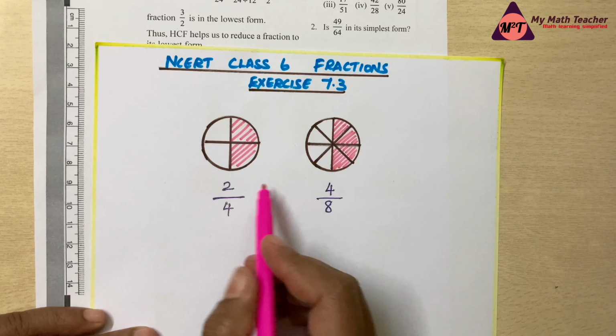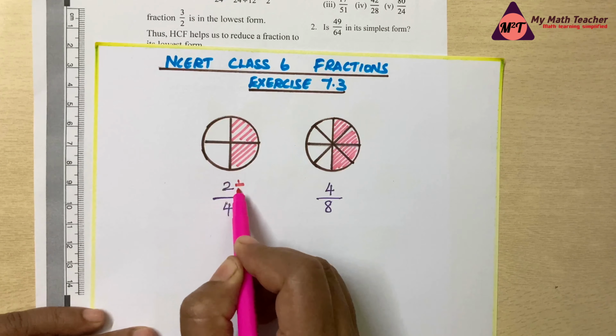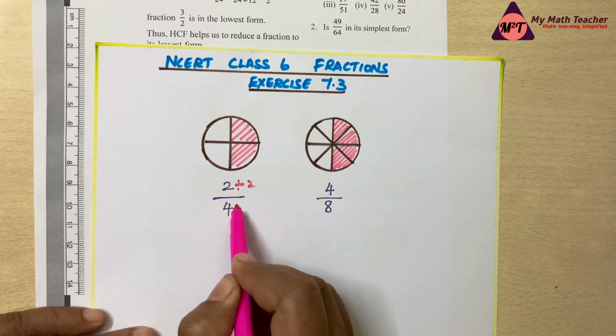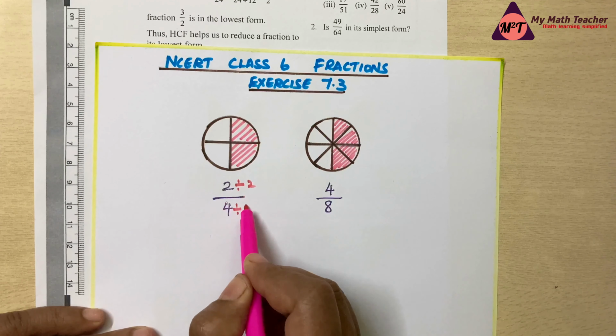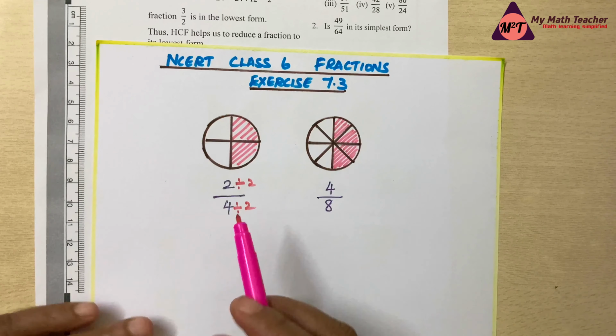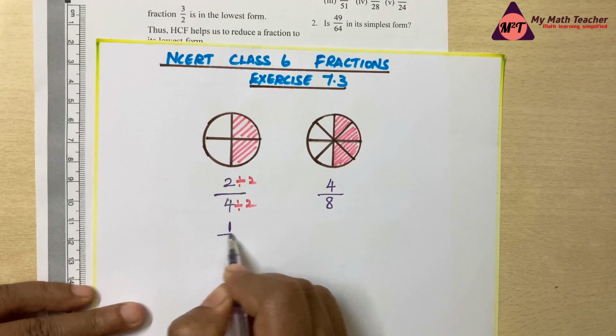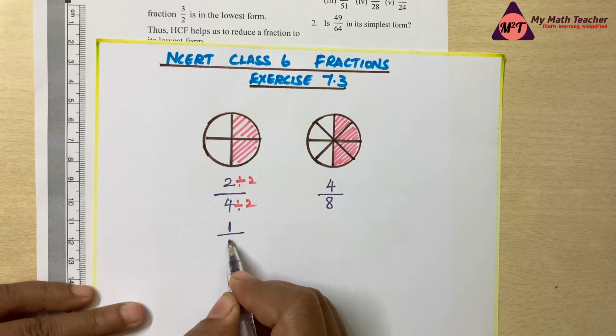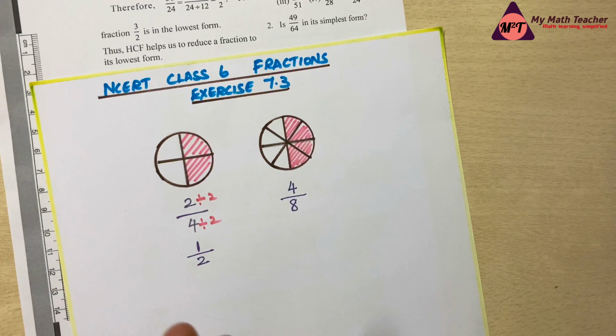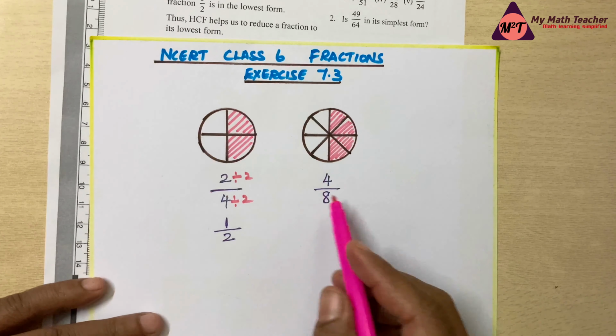Okay, let us simplify this. Divided by 2, the same number you have to divide by 2 here as well. Now what will be the answer? 2 divided by 2 is 1, 4 divided by 2 is 2. So we get 1 by 2.